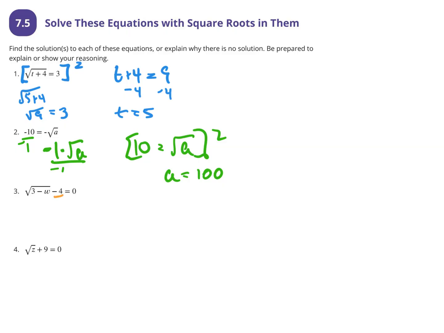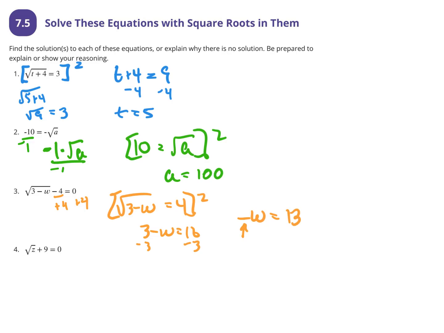The 4 is not under the radicand. It's not part of the group. So the first thing we have to do is move the 4. So you get 3 minus w is equal to 4. Now we square both sides. We get 3 minus w is equal to 16. We subtract 3. Negative w is equal to 13. Now, when you solve an equation, you cannot have negative 1 as an exponent. So we're going to have to divide by negative 1 on both sides, and w is equal to negative 13.